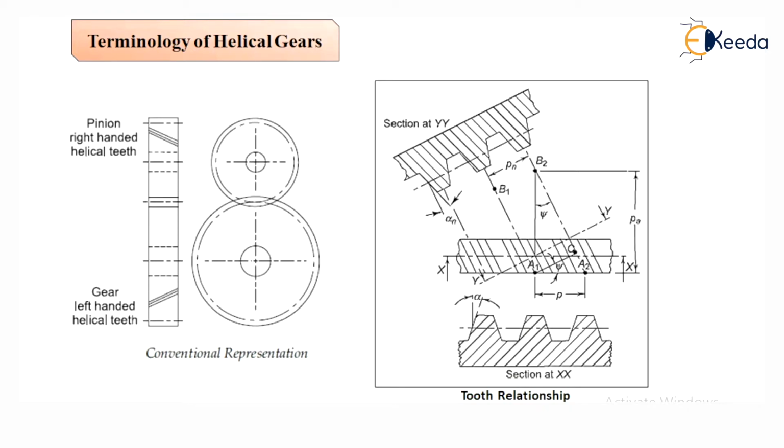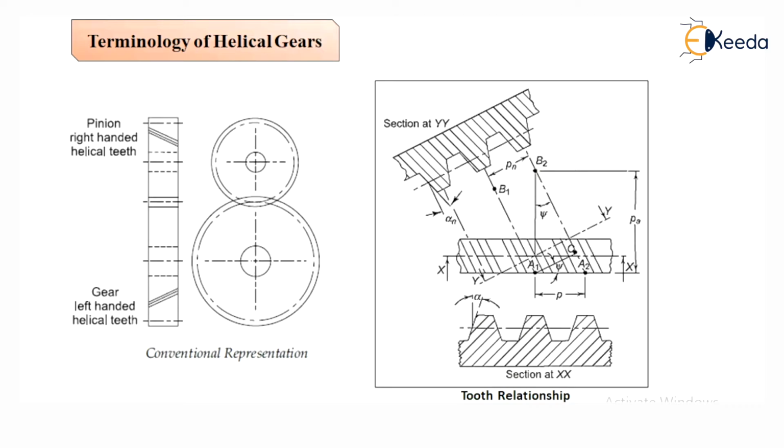The hand of the helix is indicated by drawing three thin continuous lines. The lines are sloping downward to the right side of the page for right-handed helical teeth. The lines are sloping upward to the right hand of the page for left-handed helical teeth.